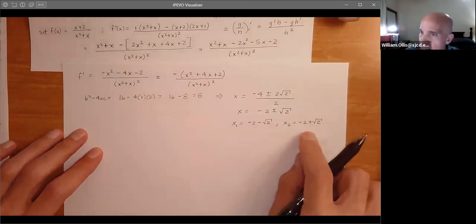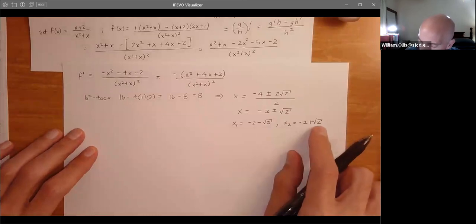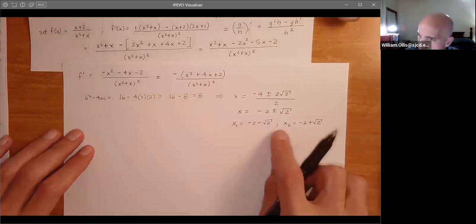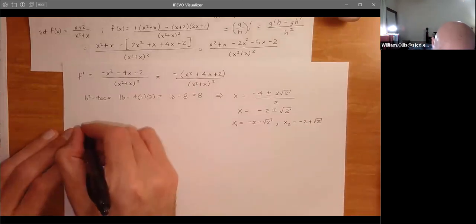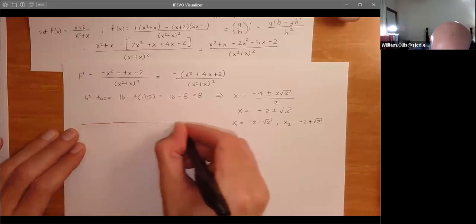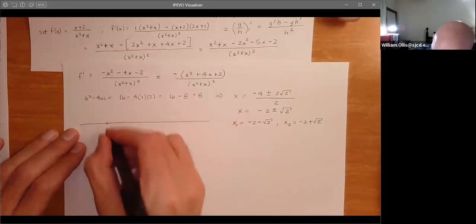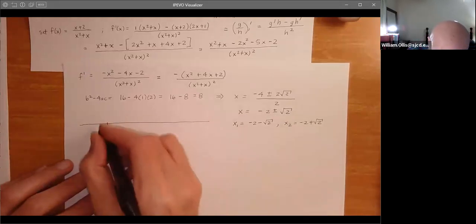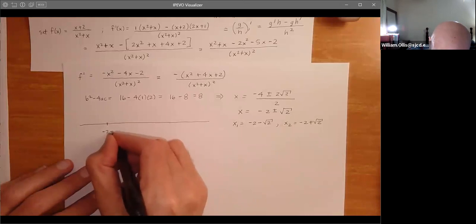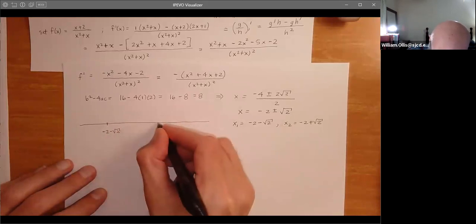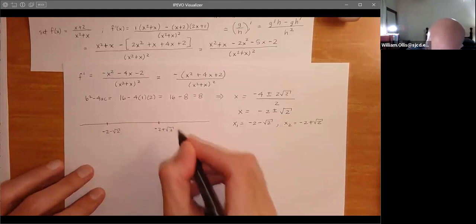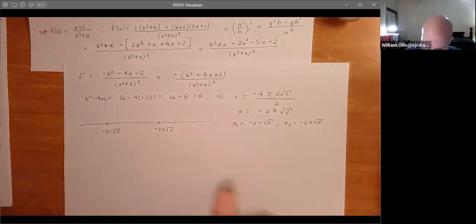Both of these numbers are negative. Of course, the square root of 2 is approximately 1.41, and so these are both negative values. So we're kind of clear here. If we do just a basic sign test and use the multiplicities of these zeros, we have negative 2 minus root 2, and then we have negative 2 plus root 2. And then, of course, over here, we've got zero and other things.